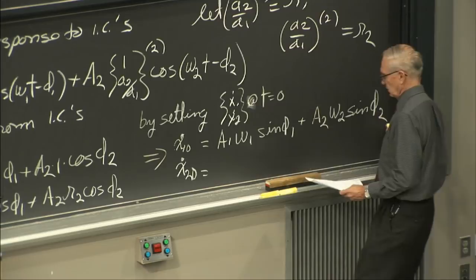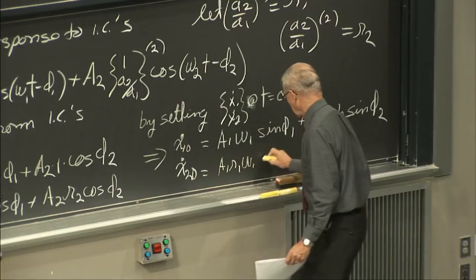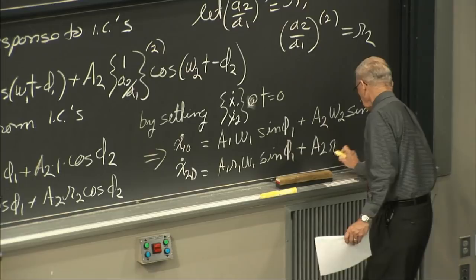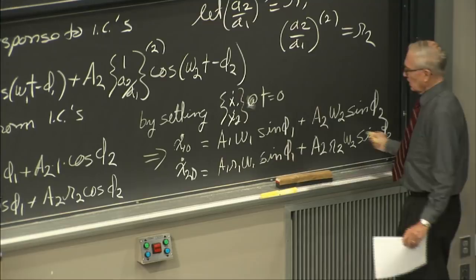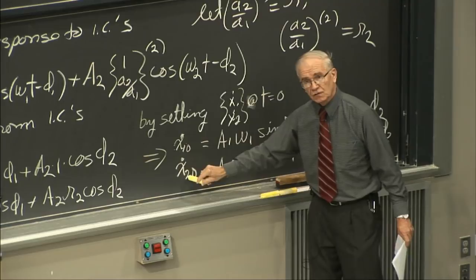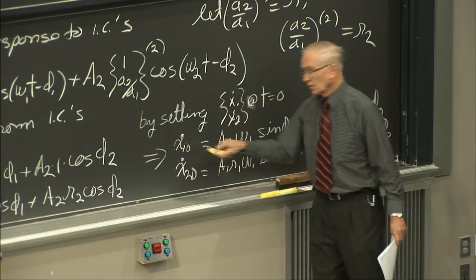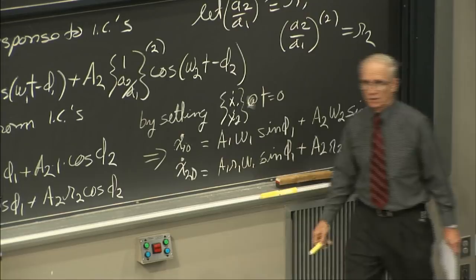And the second equation is you get A1 R1 omega 1 sine phi 1 plus A2 R2 omega 2 sine phi 2. So these, now you have 1, 2, and this is the initial conditions on velocity, your initial values of velocity. Now you have 4 equations and 4 unknowns, the A1, A2, phi 1, phi 2.